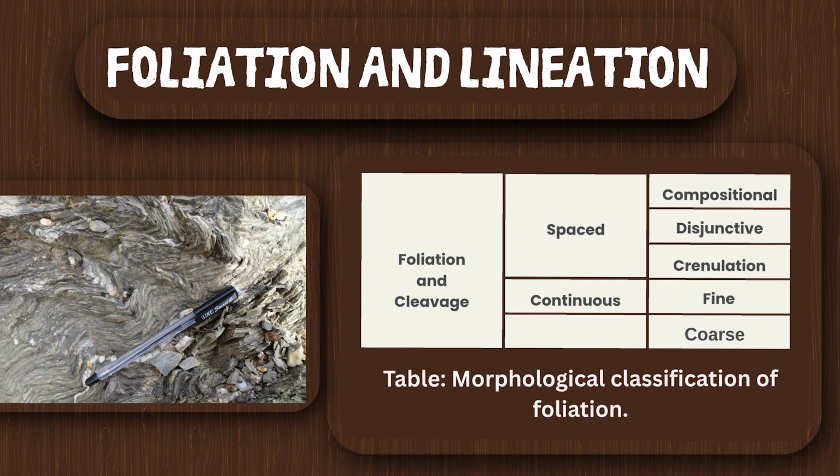In this case, you may find these two types of foliations, spaced and continuous foliations: compositional, disjunctive, crenulation, fine and coarse. All these types, the first three, compositional, disjunctive and crenulation, belong to the spaced type of foliation and cleavage, whereas fine and coarse belong to the continuous type of foliation and cleavage.